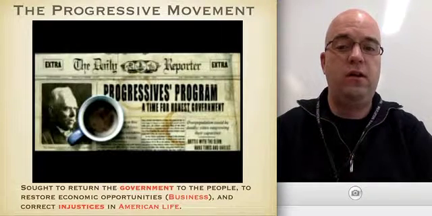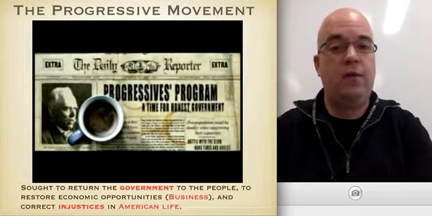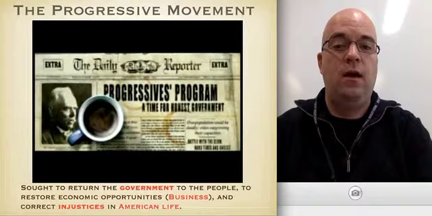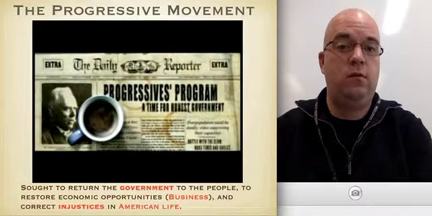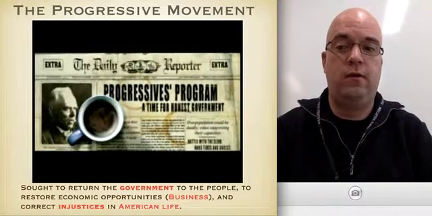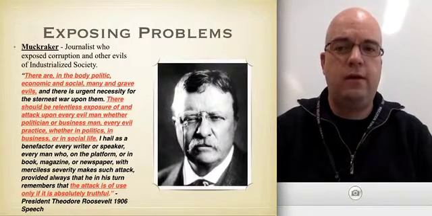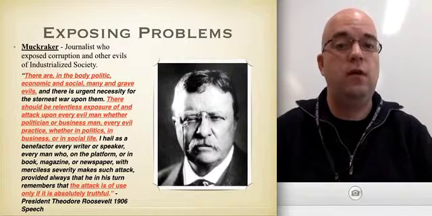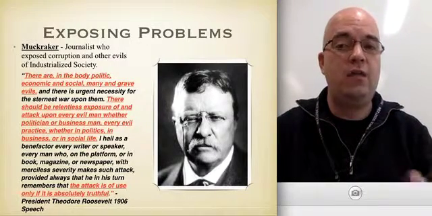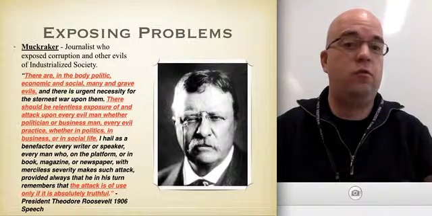And they wanted to correct injustices that were found in American life. We'll look at some of those injustices: the treatment of African Americans during this time period, and giving women the right to vote. The suffrage movement will come out during this progressive era. So who are muckrakers? A muckraker is a term that was given to journalists of this time period who exposed the corruptions and other evils brought on by the Industrial Revolution.